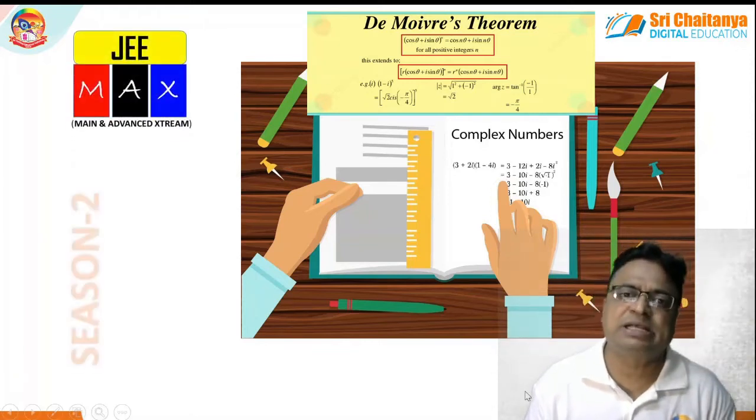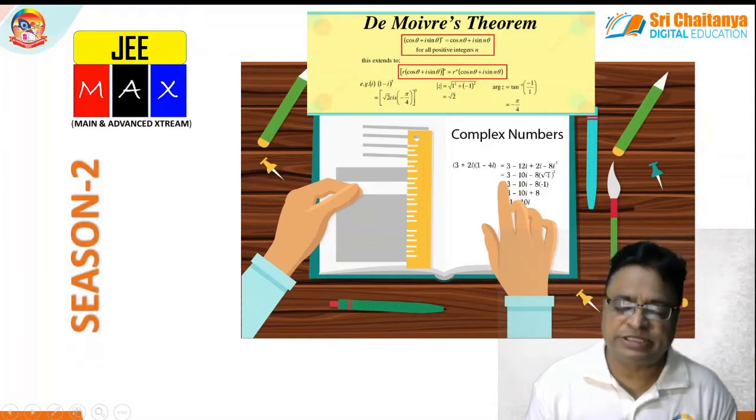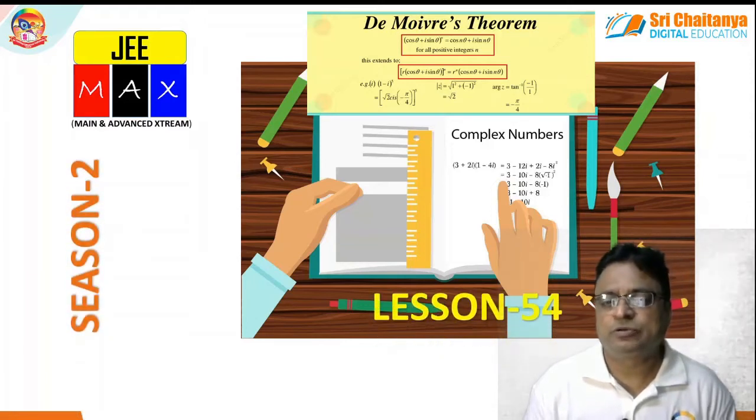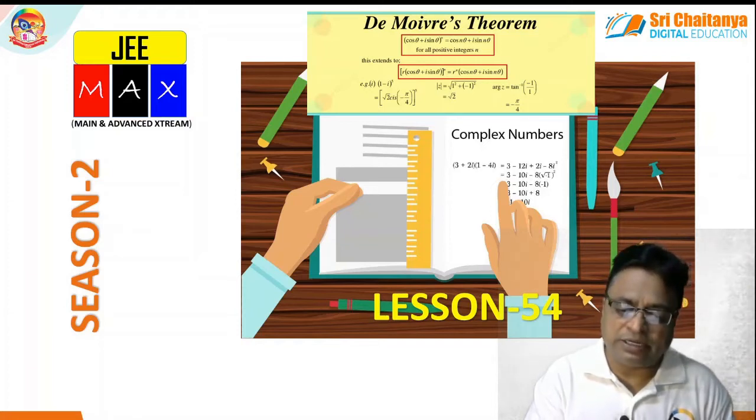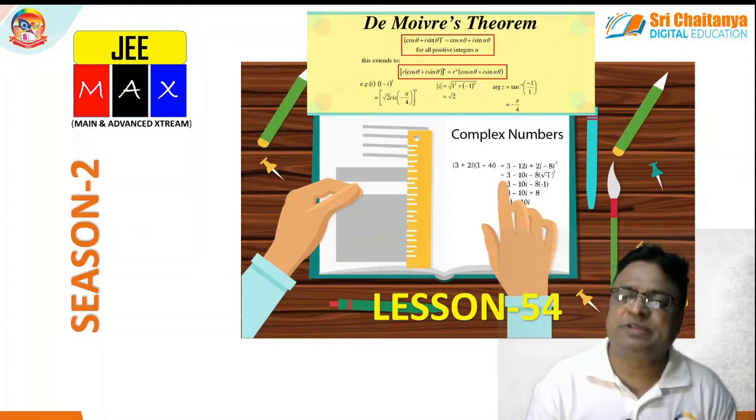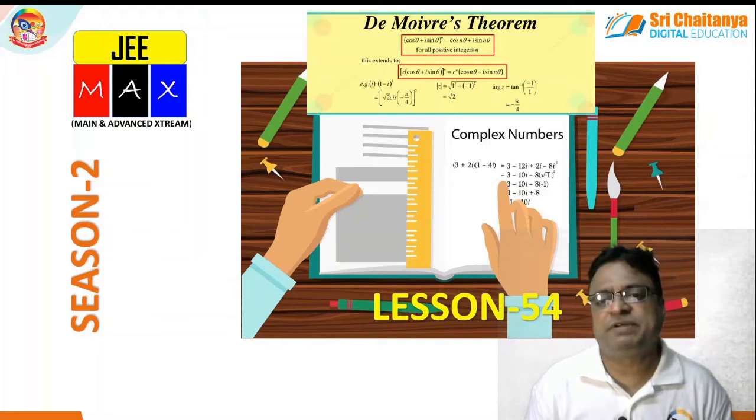Welcome to JEE Mains Advanced Extreme Series number 2. Through this series, we are completely concentrating on a particular chapter which is very important for JEE Mains and Advanced, that is complex numbers 1. Now we are concentrating on De Moivre's theorem of the complex numbers. This is lesson number 54.